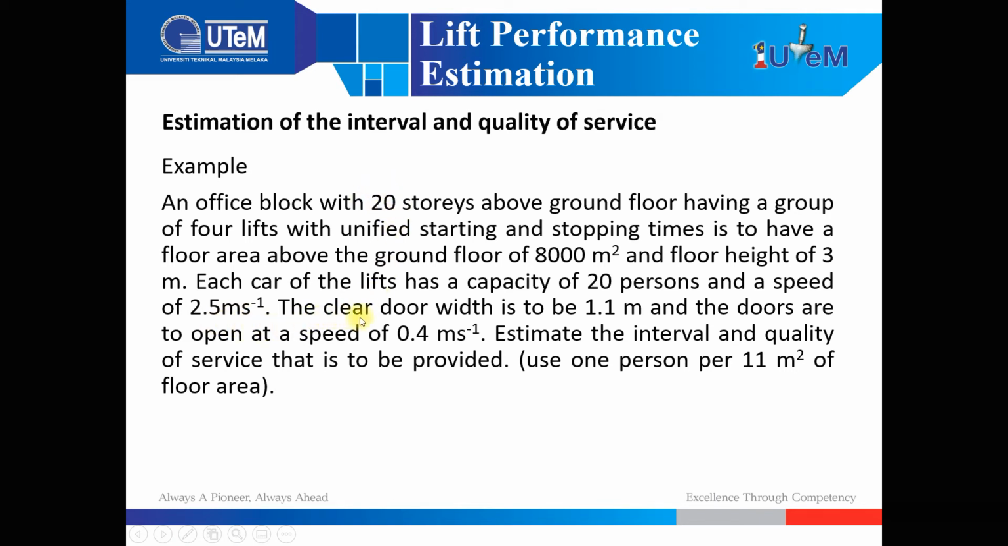Okay, the clear door width is to be 1.1 meter, and the doors are to open at a speed of 0.4 meter per second. Estimate the interval and quality of service that is to be provided. We assume that one person per 11 meter square of floor area. So seorang ambil ruang sebanyak 11 meter. So kita ada capacity ground floor dia, the floor dia kita ada 8,000. Okay.